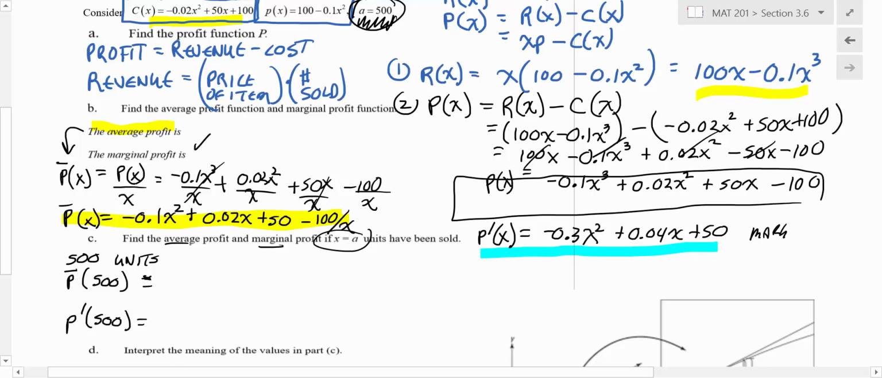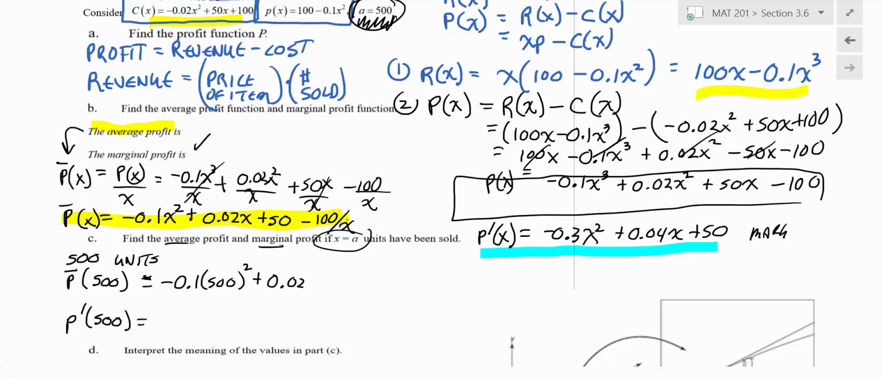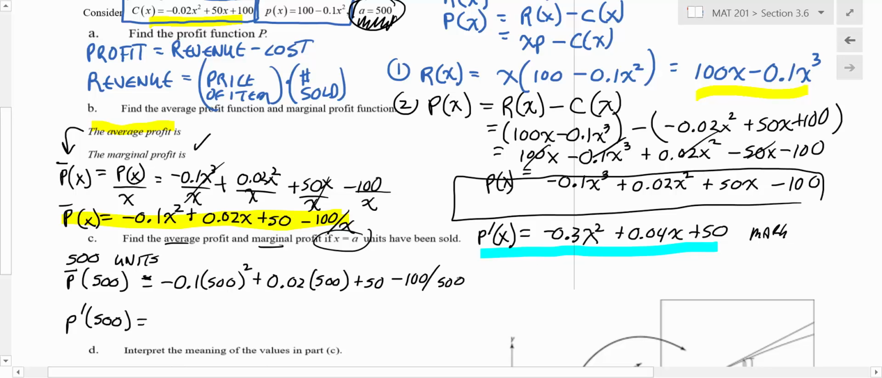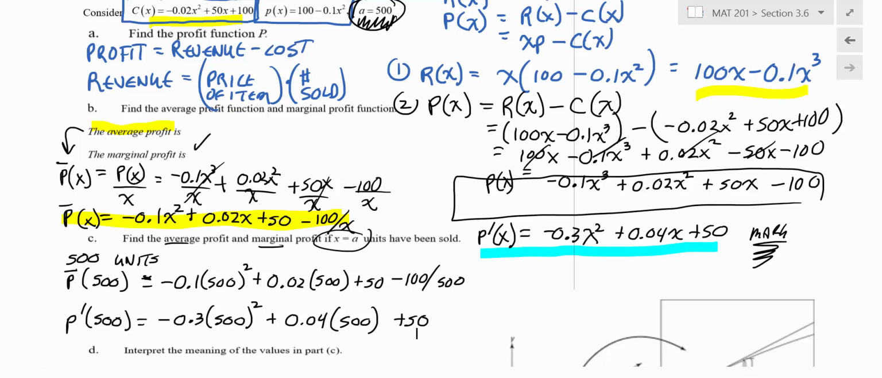If I do the average profit at 500 units, I'm going to plug into this function I highlighted in yellow. So that's going to be negative 0.1 times 500 squared plus 0.02 times x plus 50, and I've got to plug in the x of 500. If you want, you can take your calculator and do that on this one. Then we'll do the next one as well. I'm just going to do this in one step on my calculator. I think I got everything plugged in. I just replaced x with 500. And then when we do the marginal, we're going to plug into here. So that's going to be negative 0.3 times 500 squared. Then I'll have 0.04 times 500, and then plus 50, and I'm just going to crunch those two things out on a calculator.